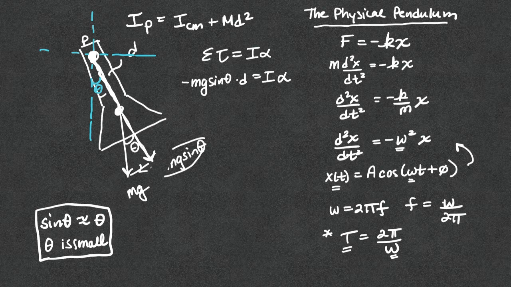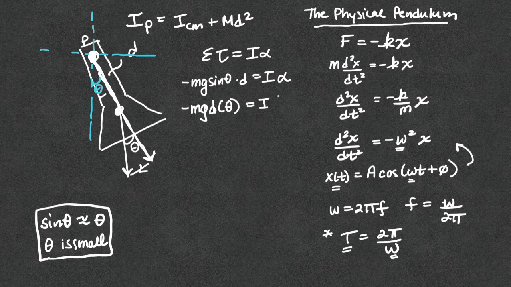I'm going to erase this because it's in my way, but you remember that was just the component of the weight that provided a torque. So I'm going to do this as mgd, and instead of sine theta, I'm going to replace it with theta for small oscillations, and that equals I times alpha, but remember alpha is the second derivative of theta. One more step is minus mgd over I. Remember I is around the point P, the pivot. That equals, doesn't equal I because I already divided by it. That equals d squared theta dt squared.